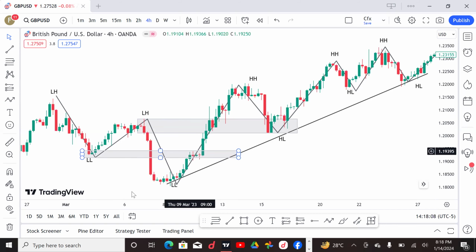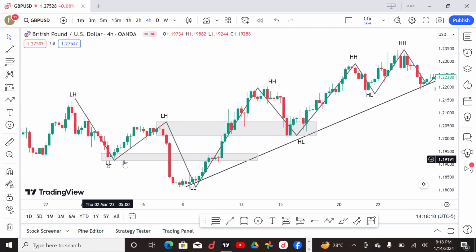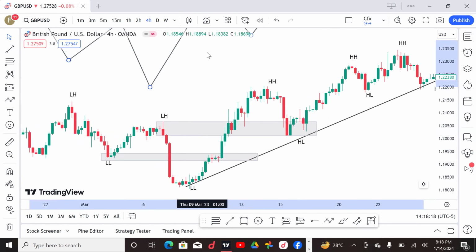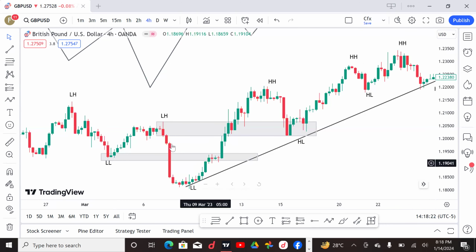Look at what price was doing when it was coming. When price came all this way, look at what happened here. Price reacted on this zone. Look at what price did when price was coming. Price rallied with momentum, telling you that it wants to go down, right?